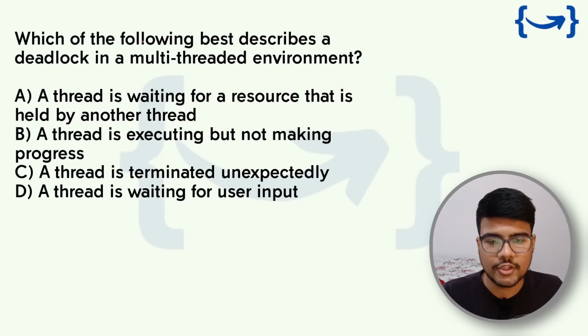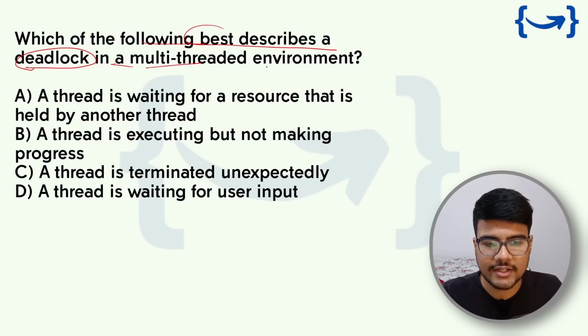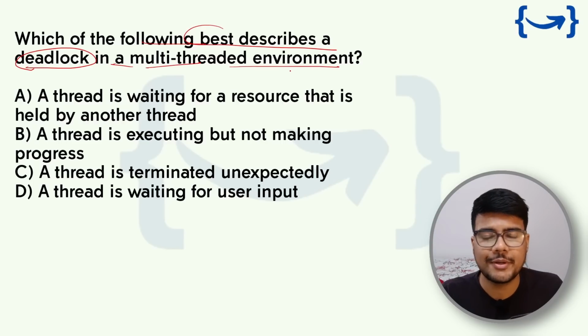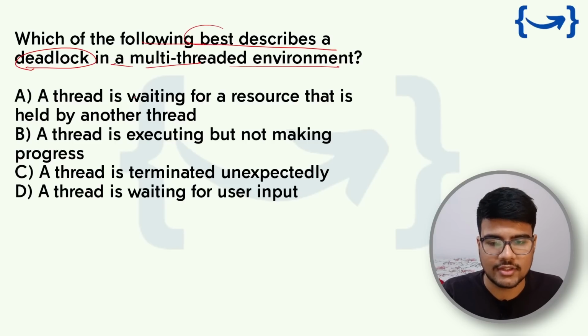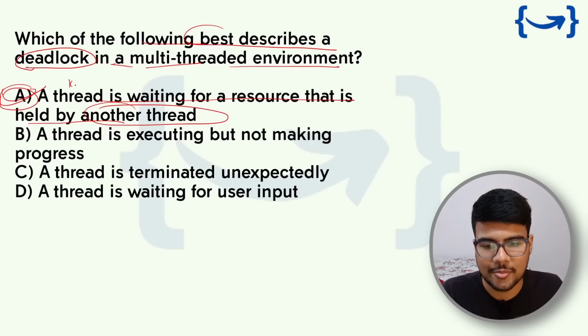Alright. Which of the following best describes a deadlock? Okay, in a multi-threaded environment, meaning there are a lot of threads in progress. So which describes a deadlock? A thread is waiting for a resource that is held by another thread. Okay, this makes sense, 100% sense.